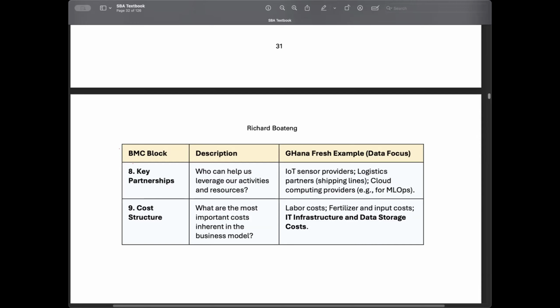So Ghana Fresh is considering expanding the pineapple export to Dubai, UAE. The UAE market is growing, has a higher per capita income.